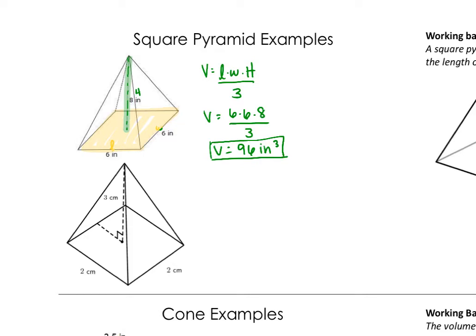All right, for the second example, again, I have my square base, and I have my length and my width. The height I'm going to use is this height, the height that goes straight through the middle. So to find my volume, it's going to be 2 times 2 times 3. And since it's a pyramid, we're dividing by 3. So the volume should be 4 centimeters cubed.